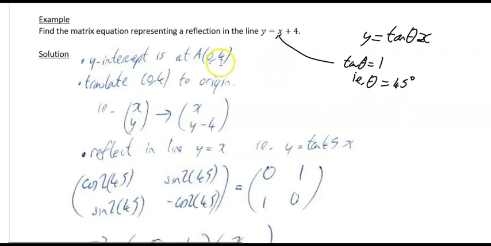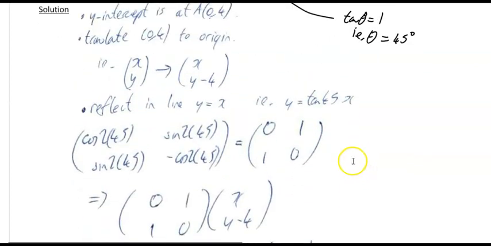Next thing is this should have had an intercept of 0. This has an intercept of 4. So the y-intercept is at 0, 4. So we want to translate 0, 4 to the origin. So this is me taking my general point xy to x and then y -4. We then want to reflect in the line y equals x, i.e. y is equal to tan 45 x.